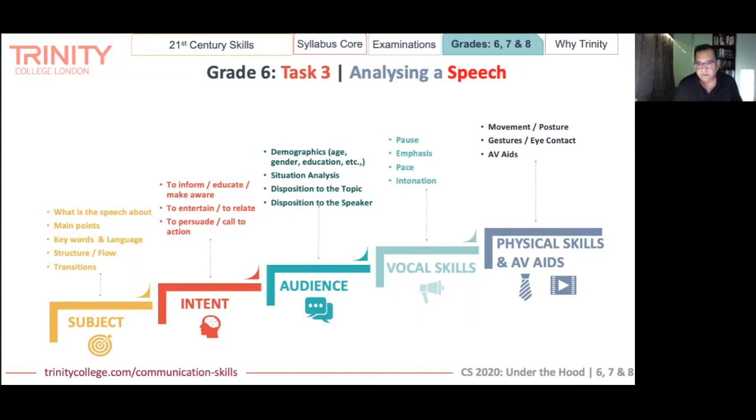First is the subject. So in the case of the subject, what are we looking for? What is the speech about? What are the main points? Keywords and language that are relevant to that particular topic. So for instance, if I'm talking about something like rocket science and I'm using words like joules for energy and Newton and stuff like that, it's language which is very specific to what I'm talking about. And it could be the same for any kind of topic that we choose. So long as you're noticing key words that emphasize or help clarify the communicative intent, okay?